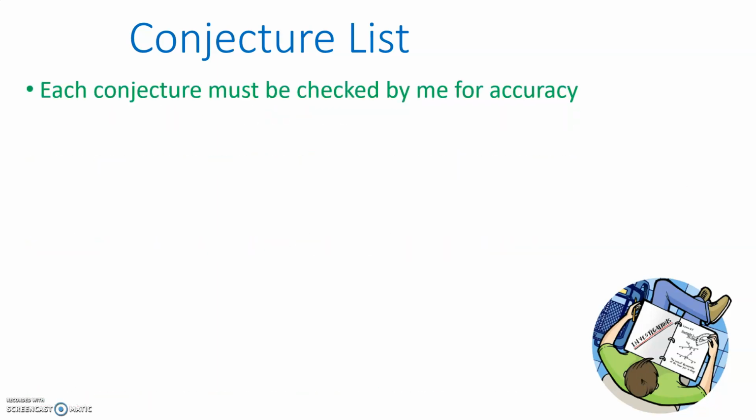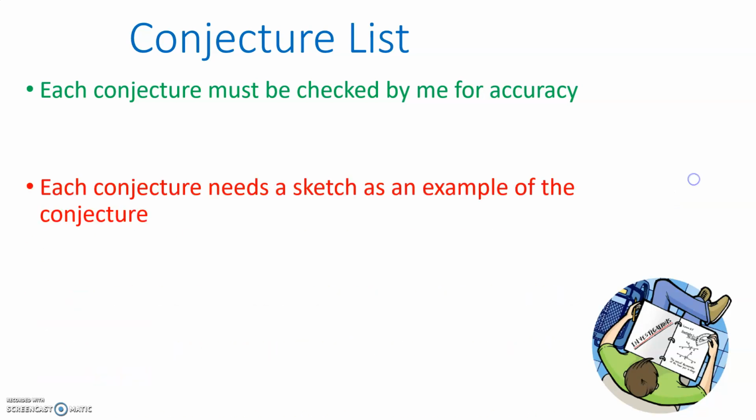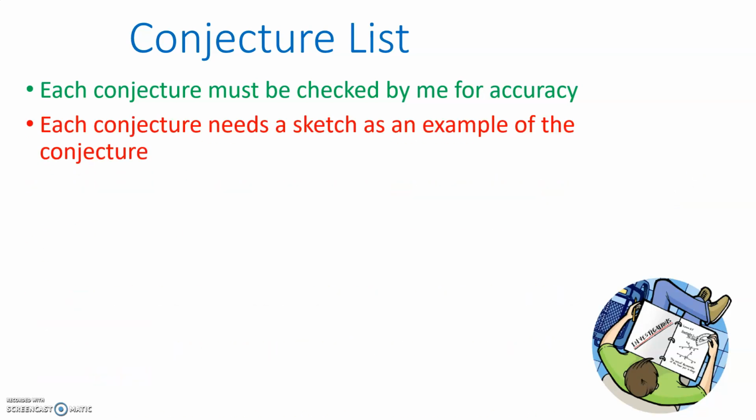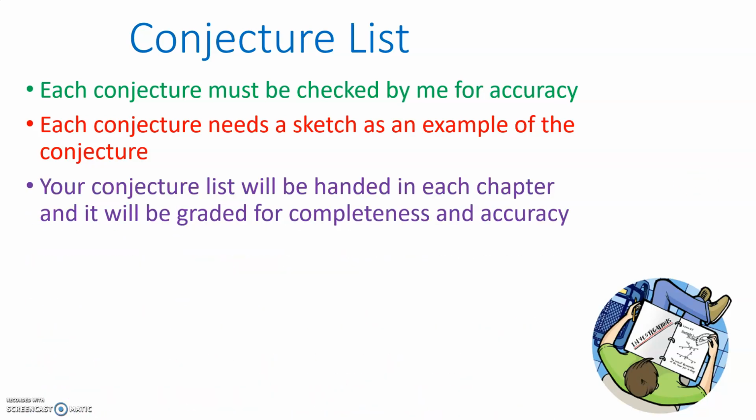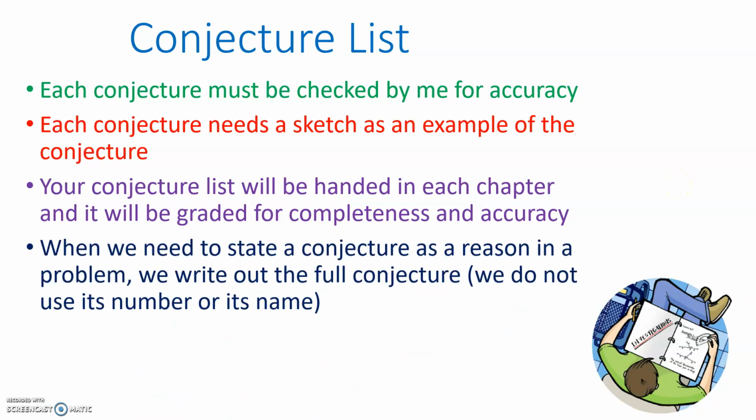Each conjecture must be checked by me for accuracy. Each conjecture needs a sketch as an example of the conjecture. Your conjecture list will be handed in each chapter, and it will be graded for completeness and accuracy. And when we need to state a conjecture as a reason in a problem, we will write out the full conjecture most of the time. We do not use its number, ever, and we very seldom are just using its name. There's a couple of exceptions to that. So you're going to have to really study these conjectures.